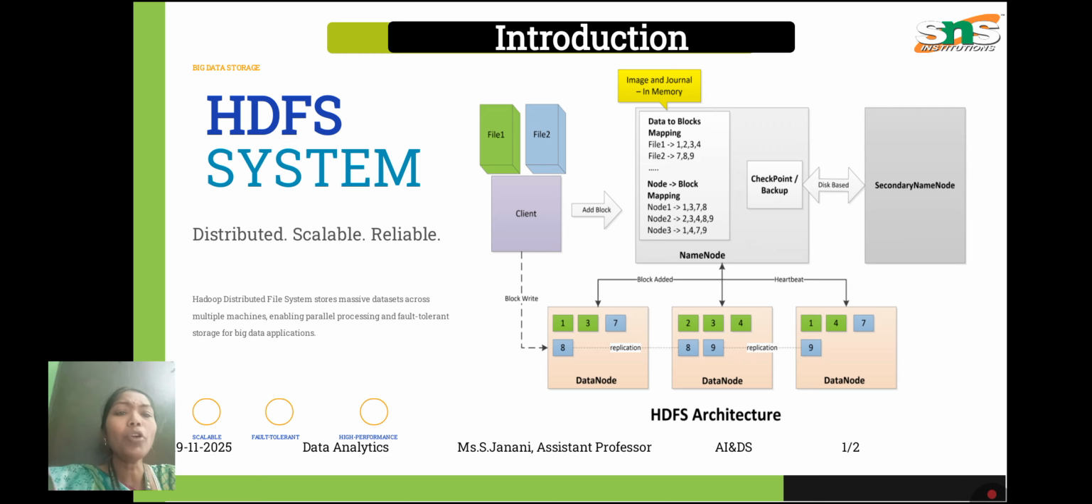So the name node is connected to the data node. The checkpoint or backup will again be processed to the secondary name node. So here we are using fault tolerance and high performance. At the same time it is more scalable. So Hadoop stores massive data and uses multiple machines, which enables parallel processing and fault tolerance at the storage level for big data applications. So this is the Hadoop system, how it works.